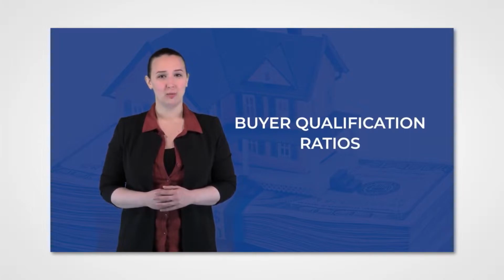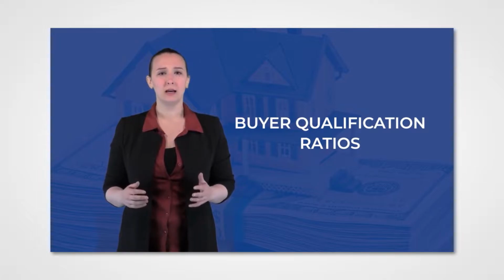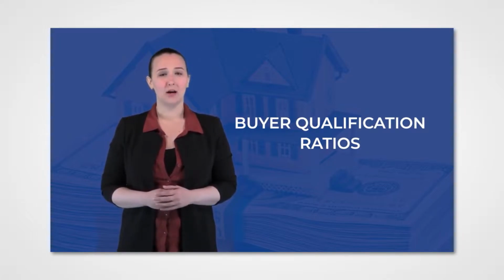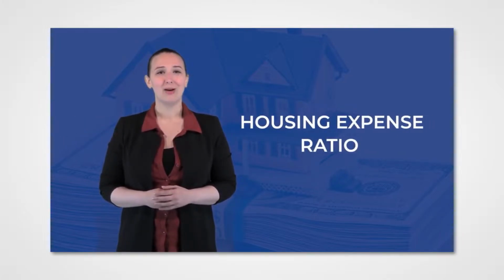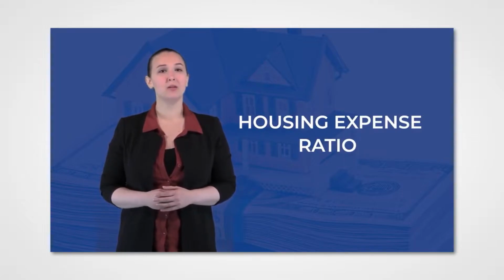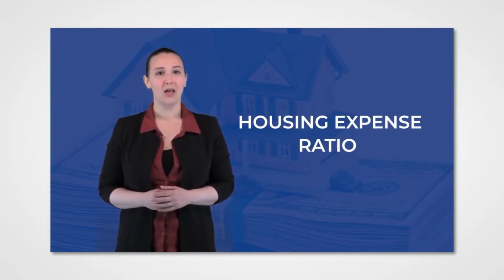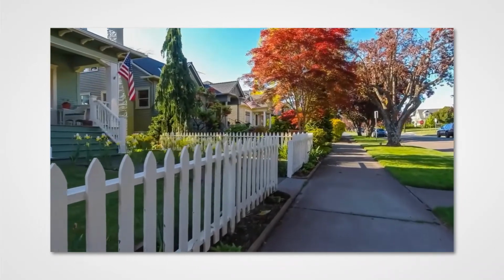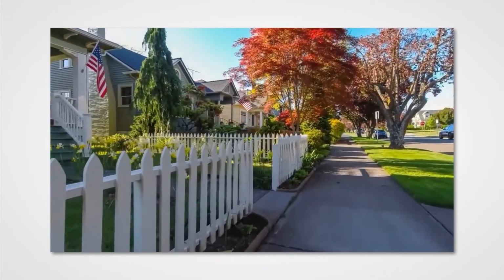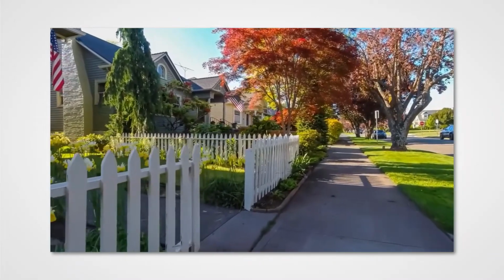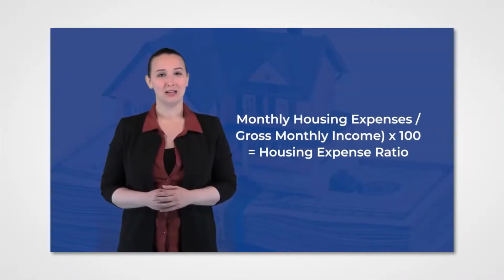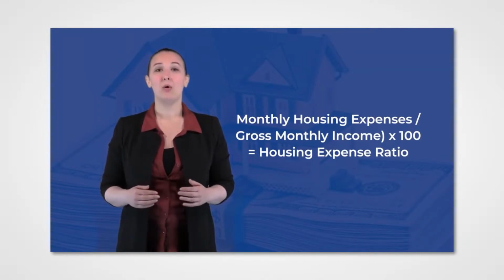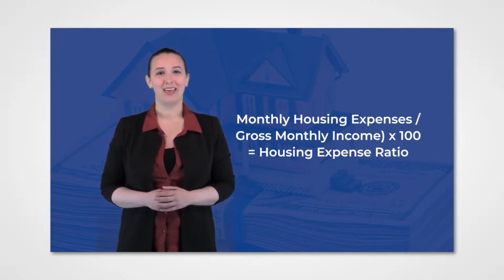Buyer qualification ratios are a pair of ratios that evaluate a borrower based on their income and the debt they could end up taking on. The housing expense ratio compares the borrower's gross monthly income against housing expenses such as mortgage payments and homeowners insurance premiums. That formula is monthly housing expenses divided by gross monthly income and then multiplied by 100. This equals the housing expense ratio.